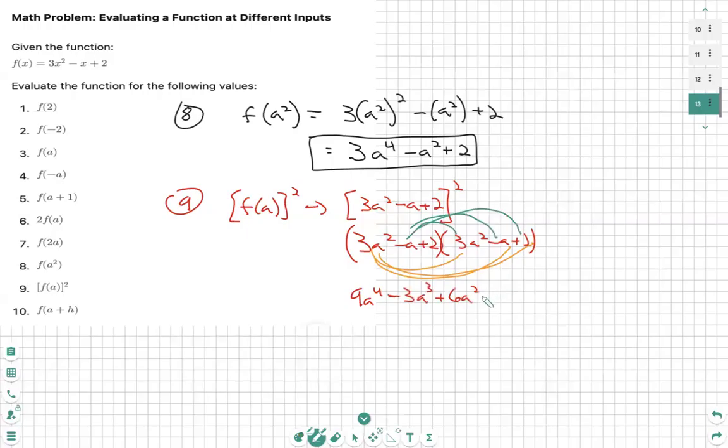So next we're going to get negative 3a cubed, because negative a times 3a squared. Negative a times negative a is positive a squared. Wait, sorry. Negative a times 2 is negative 2a.